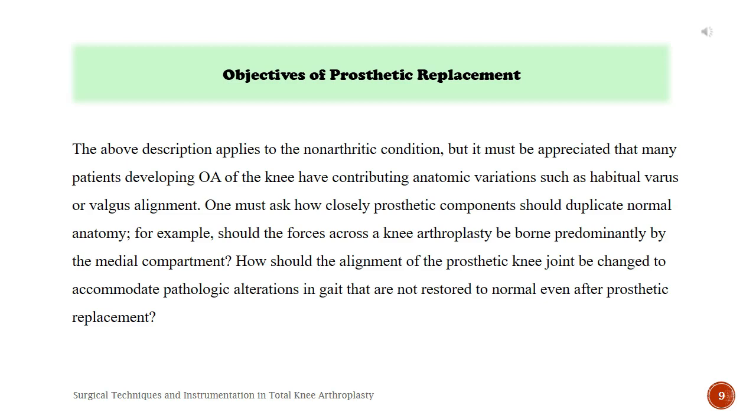Objectives of prosthetic replacement. The above description applies to the non-arthritic condition, but it must be appreciated that many patients developing OA of the knee have contributing anatomic variations such as habitual varus or valgus alignment. One must ask how closely prosthetic components should duplicate normal anatomy. For example, should the forces across a knee arthroplasty be borne predominantly by the medial compartment? How should the alignment of the prosthetic knee joint be changed to accommodate pathologic alterations in gait that are not restored to normal even after prosthetic replacement?